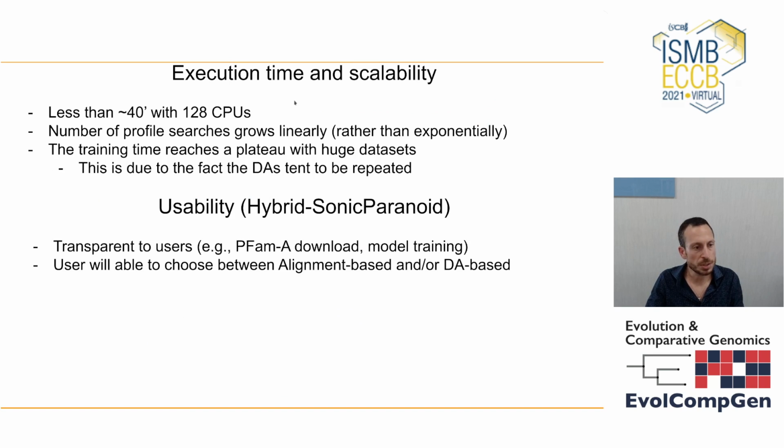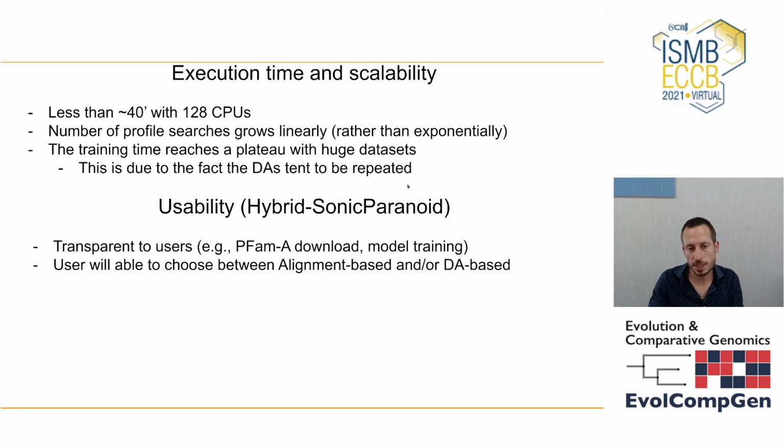Execution time and scalability. So what I'm showing now, of course, the architecture-based analysis took about 40 minutes. It is more scalable than the all-versus-all alignments. The reason is that for n proteomes, we do only n profile searches. And also for training the model, because the domain architectures tend to be repeated, once you keep adding proteomes, your vocabulary will reach a plateau, and so will, of course, the training time.